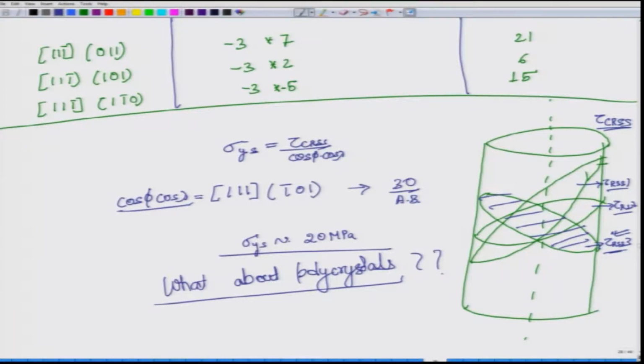So we looked at how the deformation takes place in a single crystal, and I left you with the thought how this will, what will be the scenario when we are talking about polycrystals. So what do we mean by polycrystal? So let us say we have a cylindrical bar like this, so these are different grains.